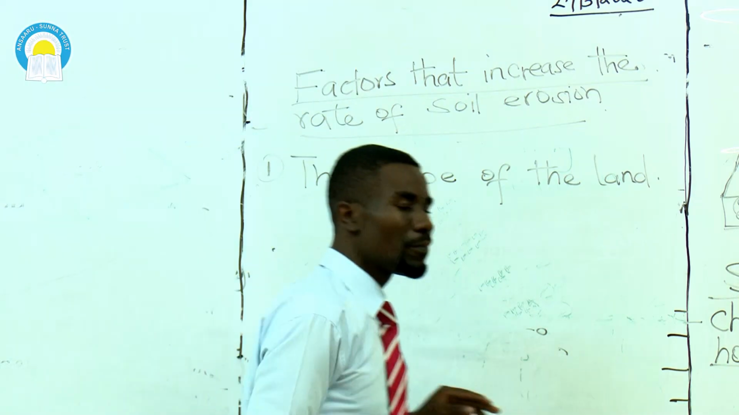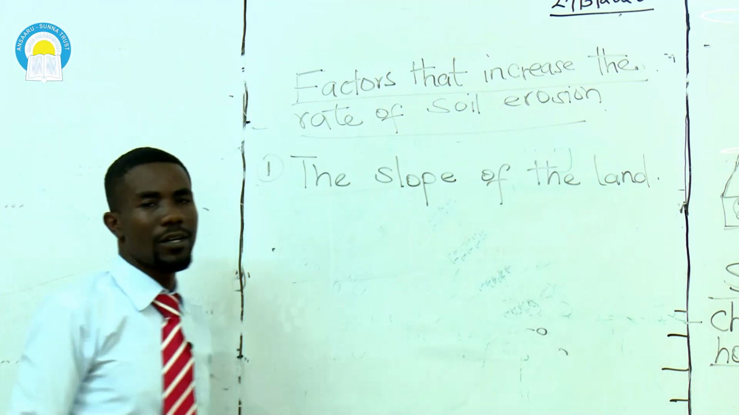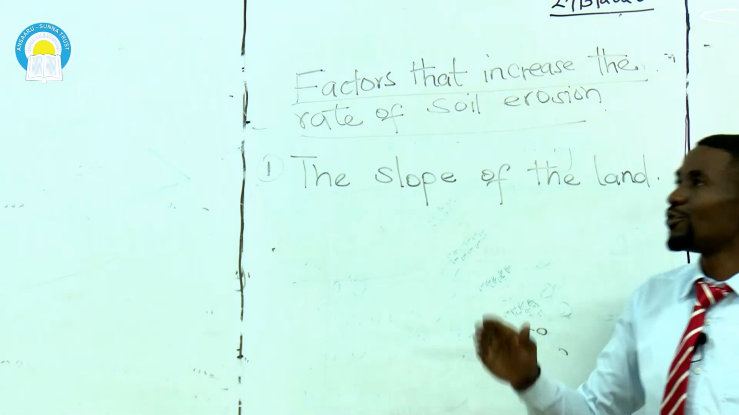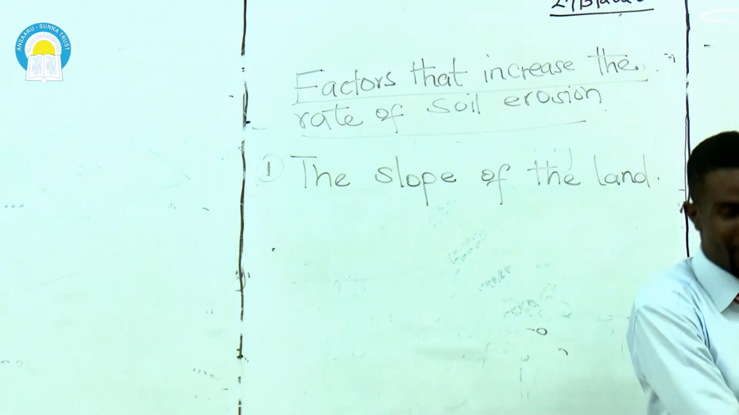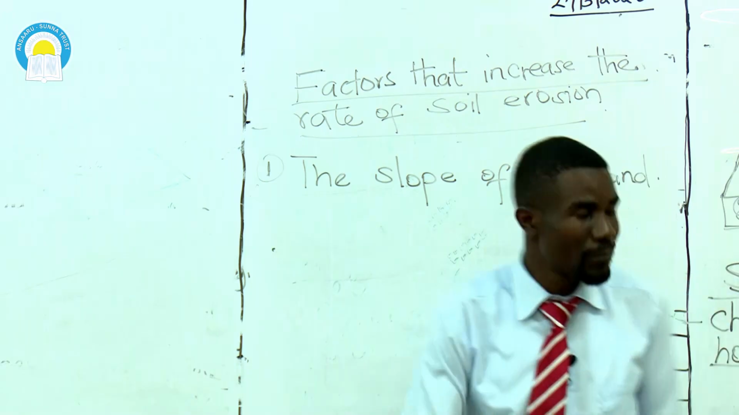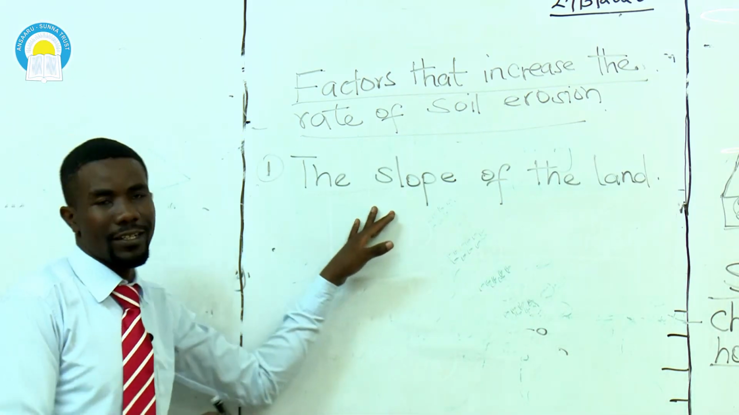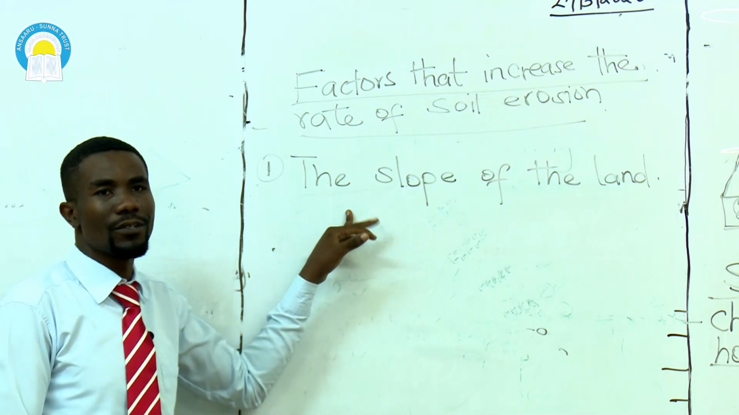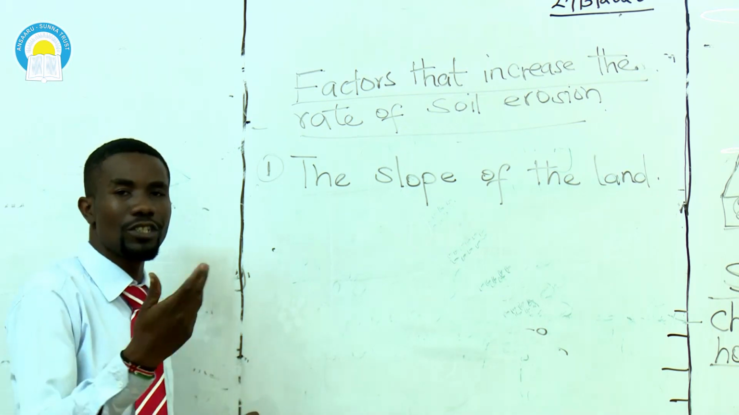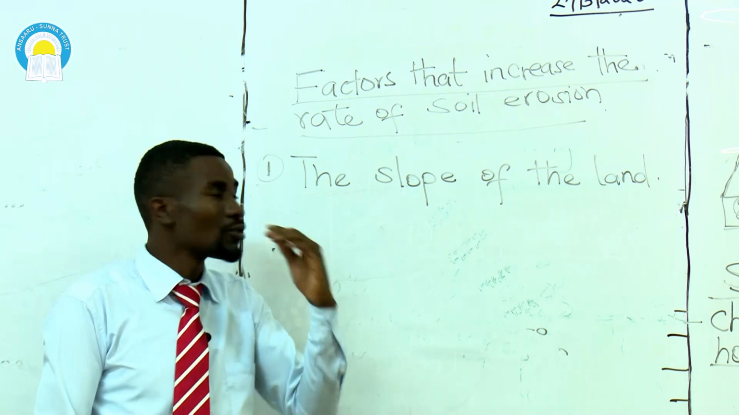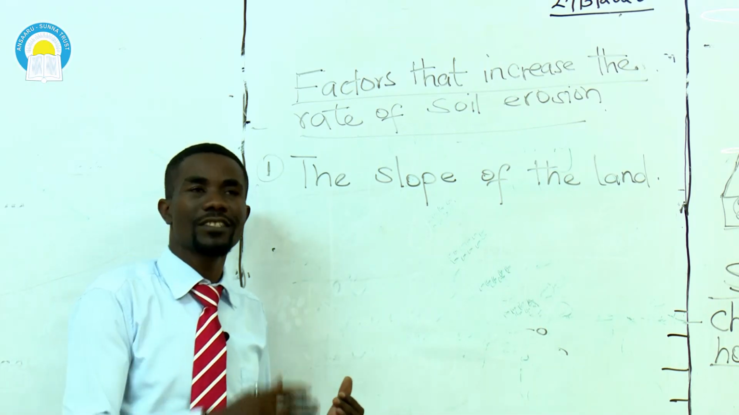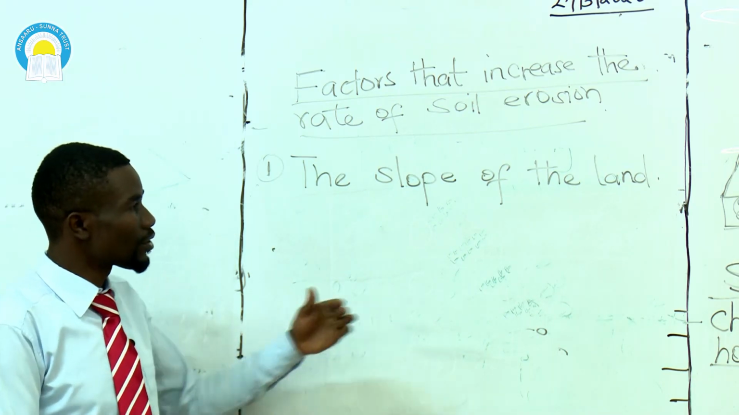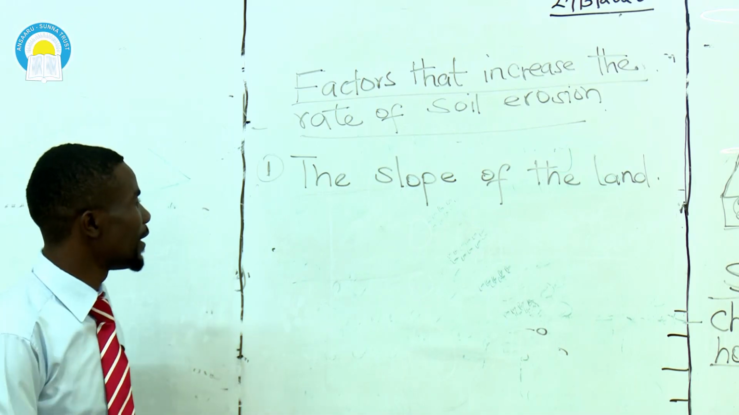When you go on a steep slope and a gentle slope, in which slope do you think the rate of soil erosion is high? For example, you want to go on a steep slope and you come back and somebody is going to a gentle slope. In which slope do you think the rate of soil erosion is going to be high? On a steep slope, the rate of soil erosion is higher than on a gentle slope. The steeper the slope, the higher the rate of soil erosion. And the gentler the slope, the lower the rate of soil erosion.